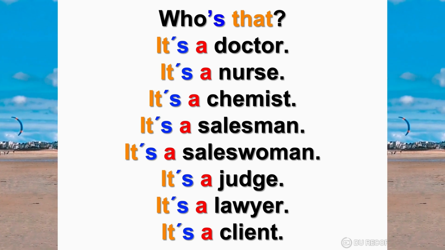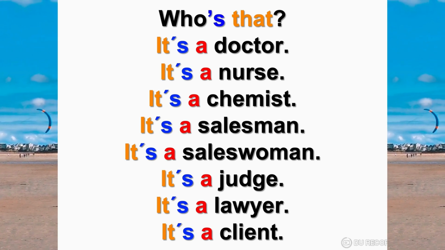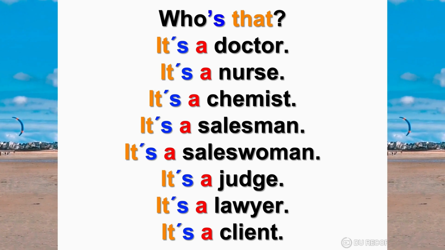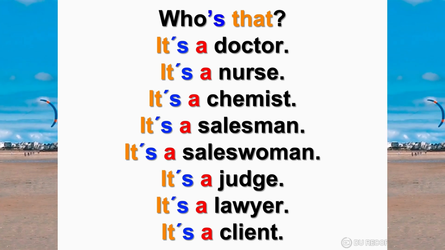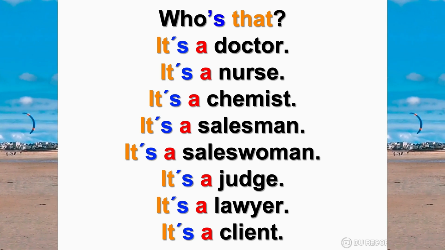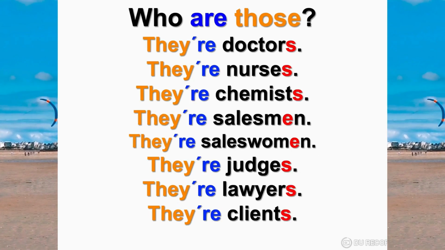Who's that? It's a doctor. It's a nurse. It's a chemist. So CH here is pronounced K. It's a chemist. It's a salesman. It's a saleswoman. It's a judge. It's a lawyer. It's a client. Let's go to the next slide.